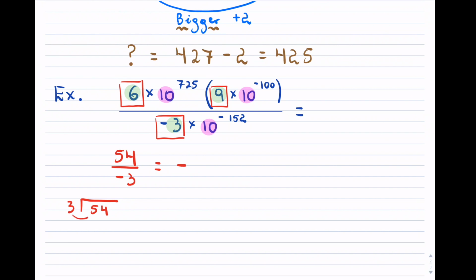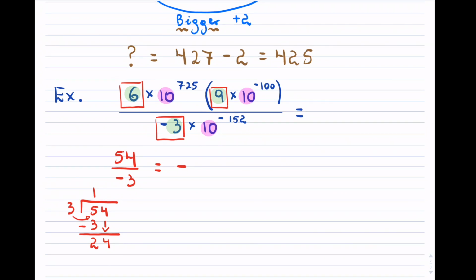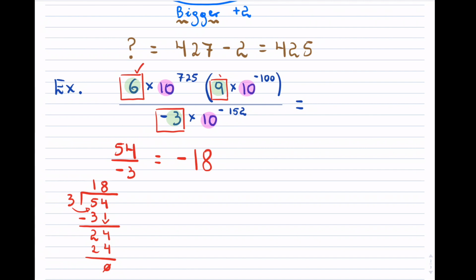So 3 goes into the 5 once, so 1 times 3. Now I'll subtract to see what remainder is left over, which is 2. Bring down my 4. So 3 into 24 goes in 8 times, and 8 times 3 is 24, so it nicely comes out. So my answer is negative 18. Now you could have done this in your head if you wanted to. So that takes care of the mantissa. I multiplied these two first, and then I divided by -3.